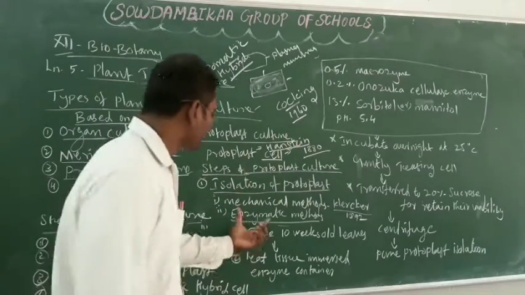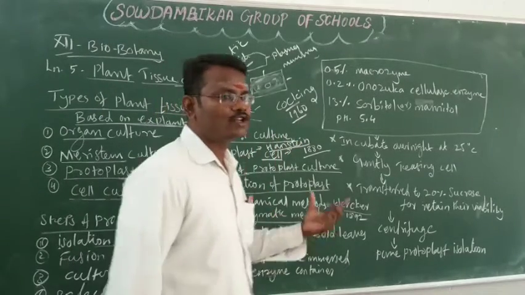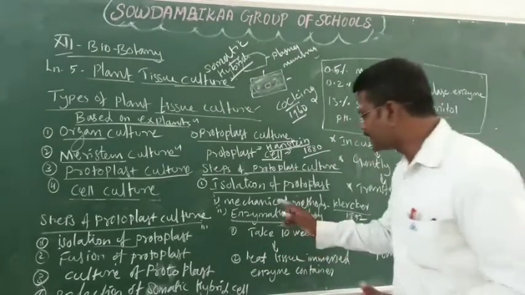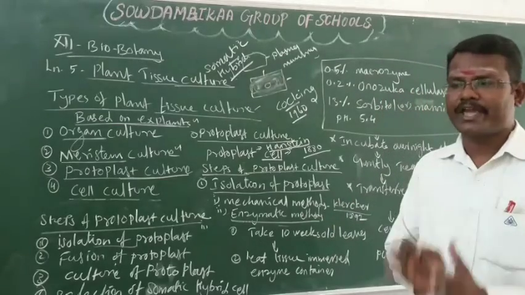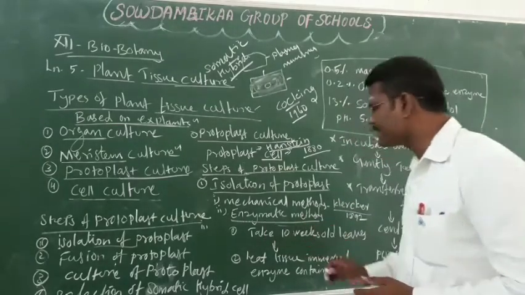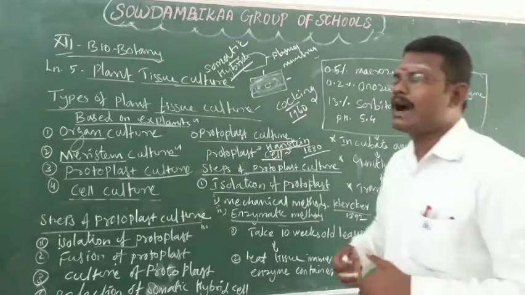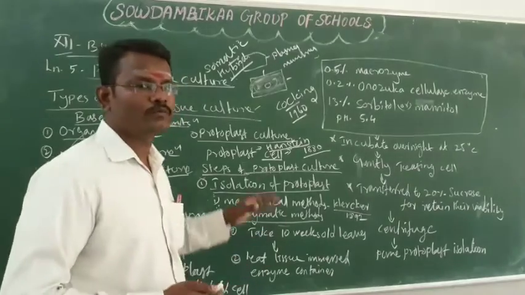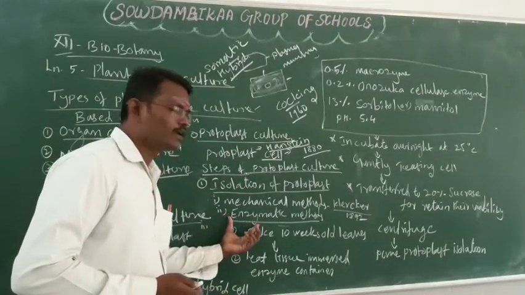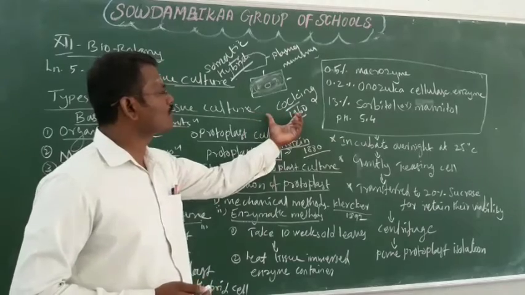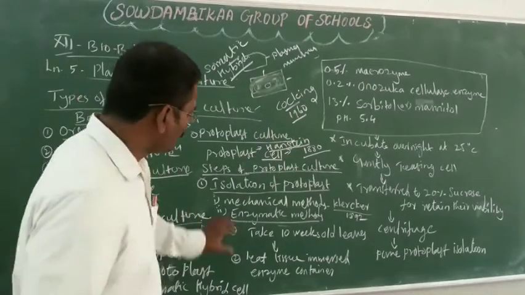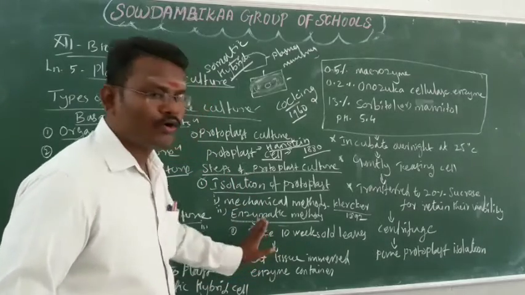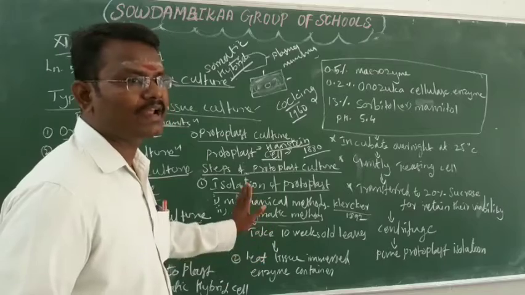This is an important thing: isolation of protoplasts is based on the enzymatic method. The mechanical method uses only a knife, a physical method. Sometimes they ask different questions from the enzymatic method of protoplast isolation. This enzymatic method was introduced by Cocking in 1960. I wrote this flow chart so you can easily write it for the exam.